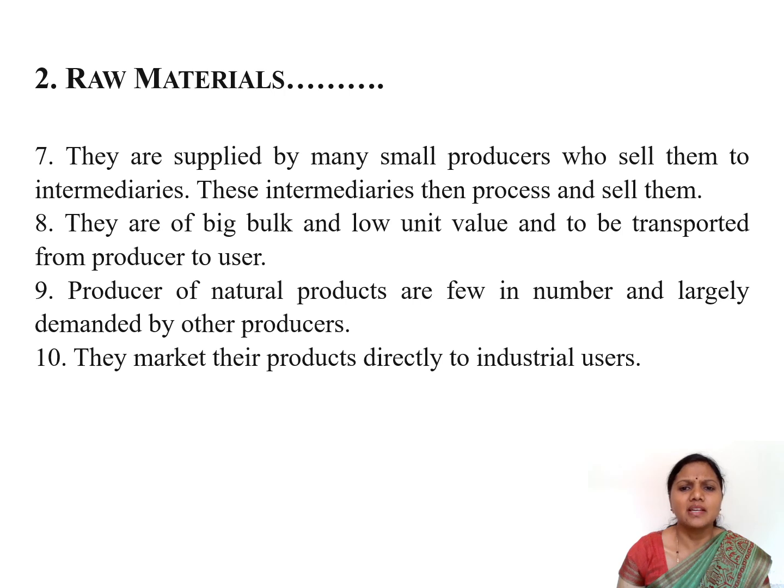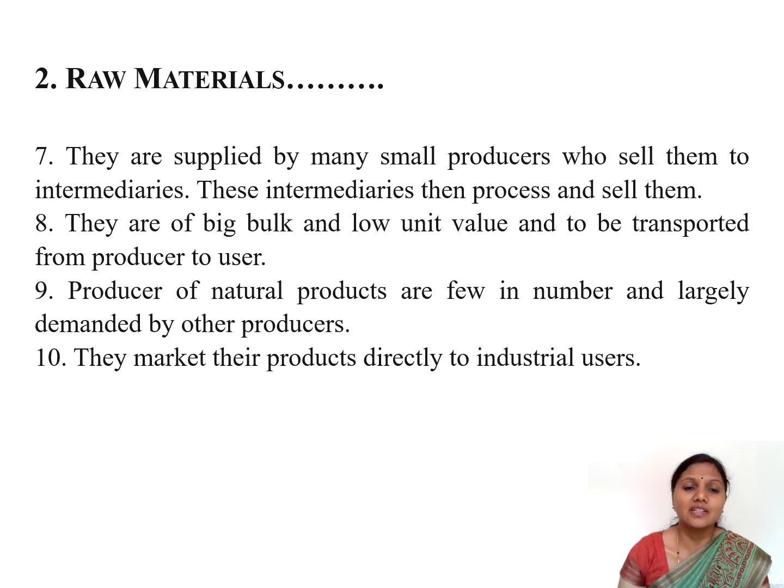They are supplied by many small producers who sell them to intermediaries. These intermediaries then again process the product and convert it into the consumer product and sell them in the market. They are of big bulk and low unit volume, meaning it will be of small quantities. It will be transported from producer to the user.